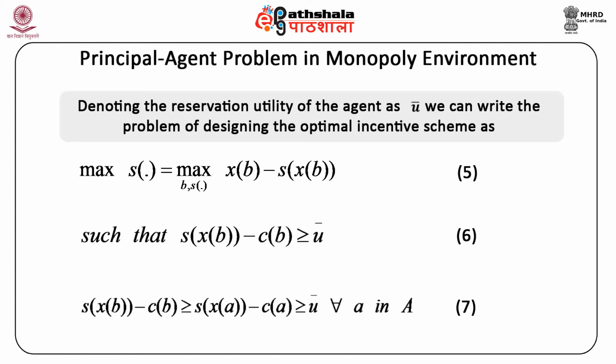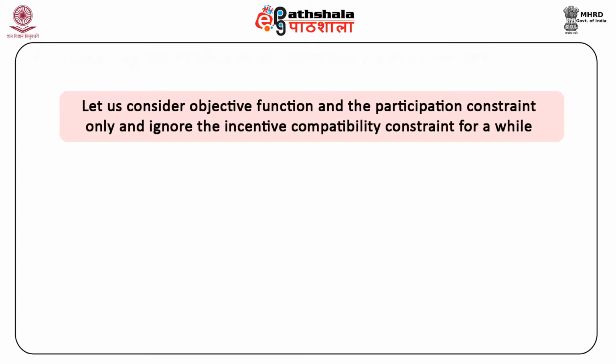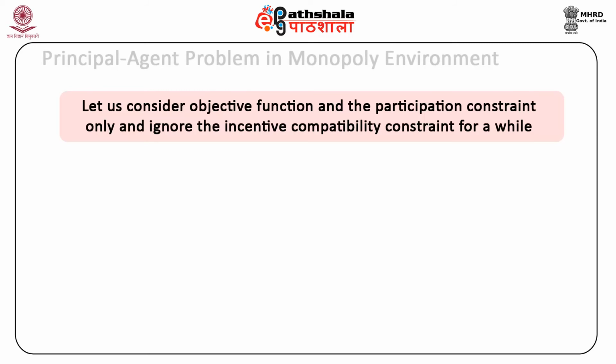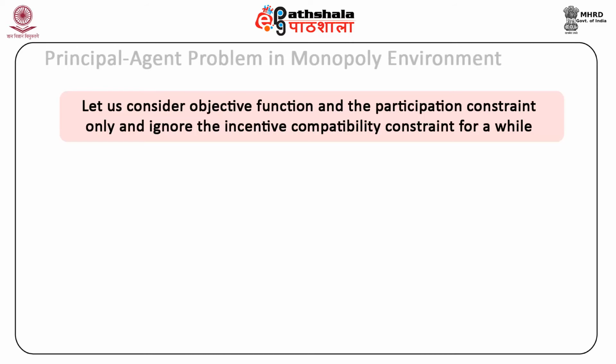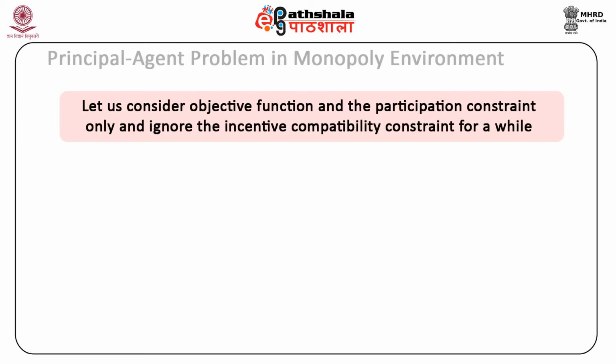This maximization problem has a trivial solution. Let us consider the objective function and the participation constraint only and ignore the incentive compatibility constraint for a while. Then S(x) must be as small as possible for any x which the principal wants. This is as per the participation constraint of condition 6. Payment to the agent must at least equal the cost of the action and the reservation utility of the agent.